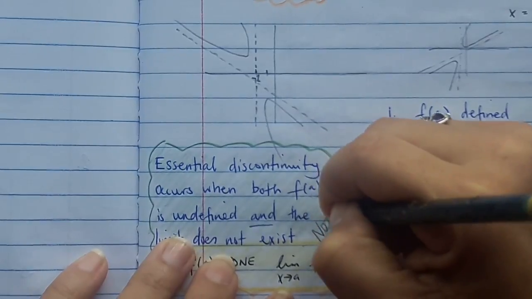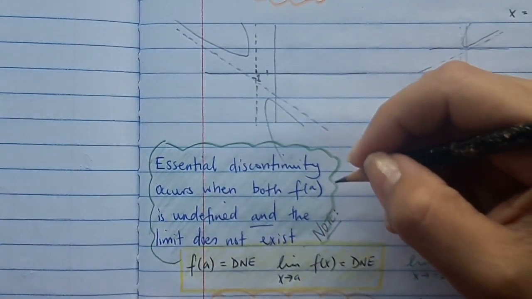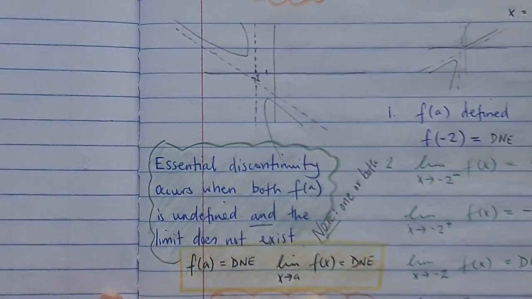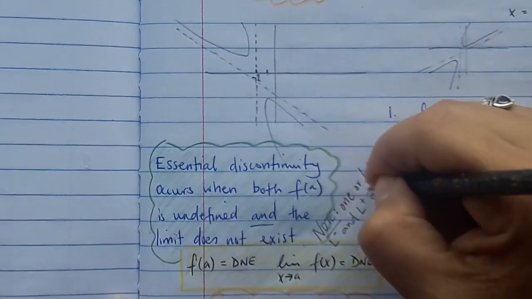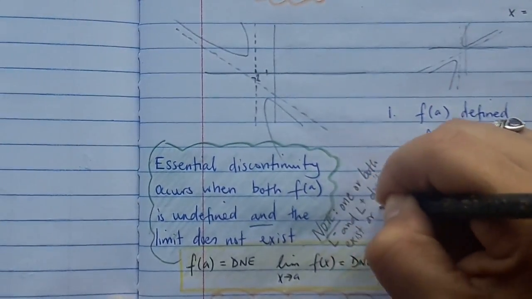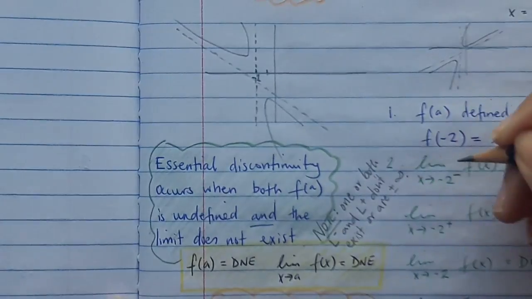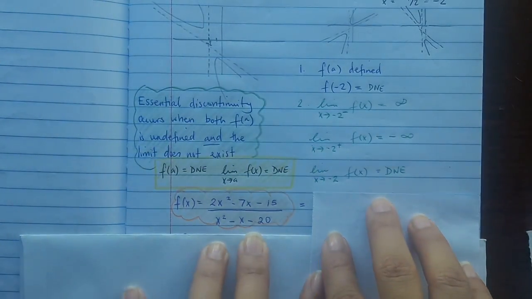Again, it's important to note that in an essential discontinuity, one or both of the left-hand limit and the right-hand limit don't exist or are positive or negative infinity. So again, this is the big difference between jump and essential. In a jump, the limits go to a finite number, and in essential, they go to infinity. Let's take a look at an example where you can have a combination of two.